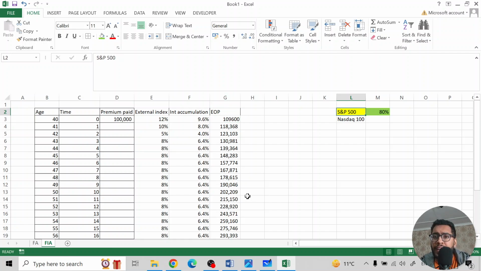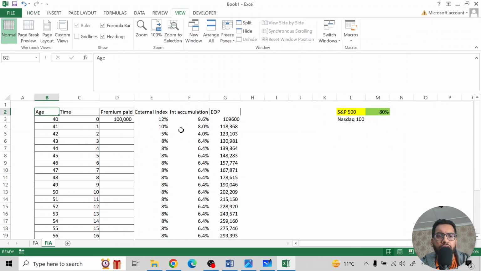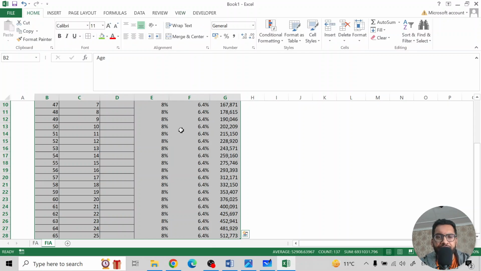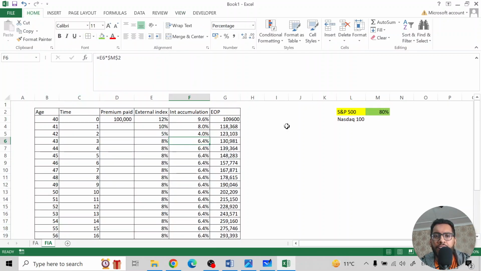So that is what we are trying to say. But the index can be this one, or it can be a combination of multiple indexes as well. So it depends on the product. That is just the basic that I have created over here. But let's take a look at the different features and different crediting strategies over here, and it will be so much fun to understand.